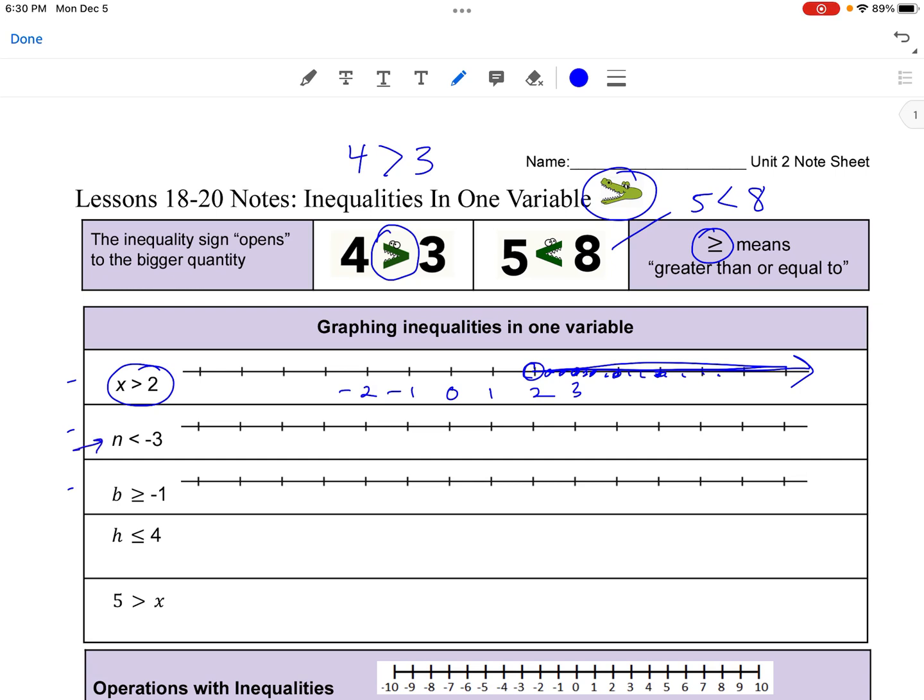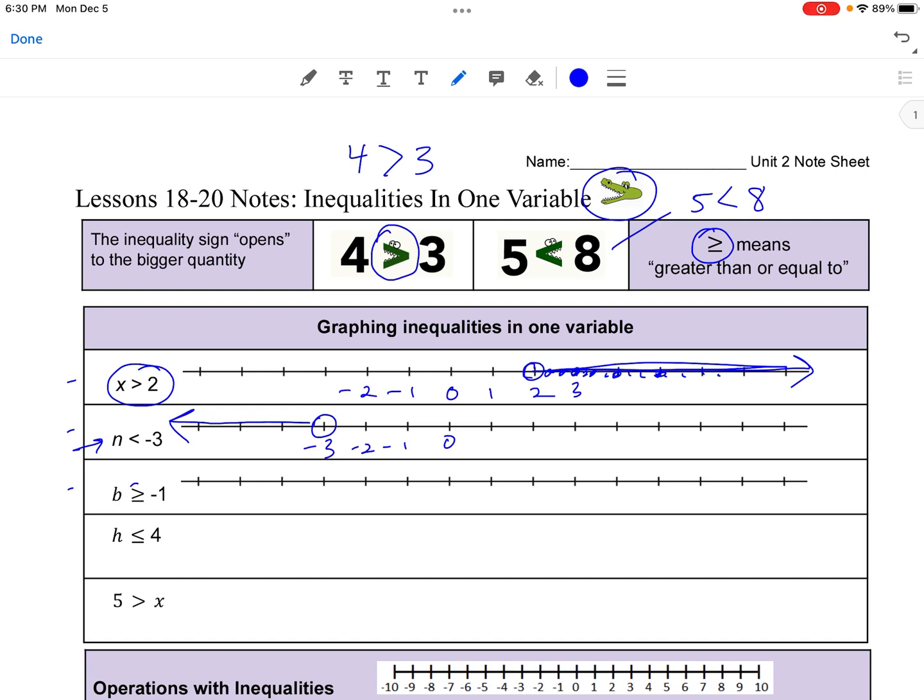Let's do this one now. So here is n is less than -3. And we'll also do an open circle. And it's all the values less. So we're going to draw an arrow going this way to indicate it's all those values less than -3.